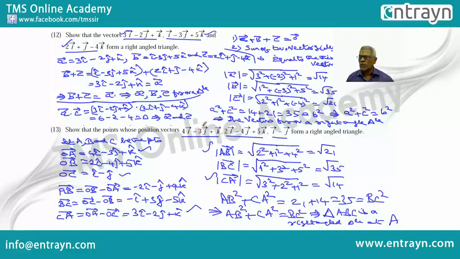So it means you are given OA vector, this is my OA vector, this is my OB vector, and this is my OC vector. And thereby I have found AB vector, which is OB vector minus OA vector. Similarly, BC vector and CA vector. I have taken the modulus of AB vector, BC vector and CA vector and used Pythagoras theorem to prove that it is a right angled triangle. Clear?